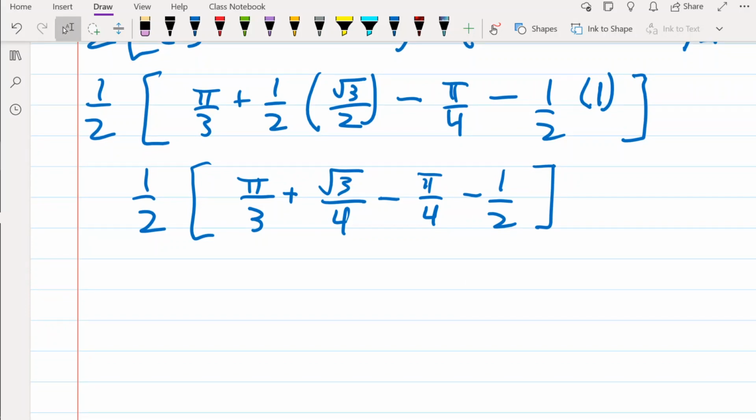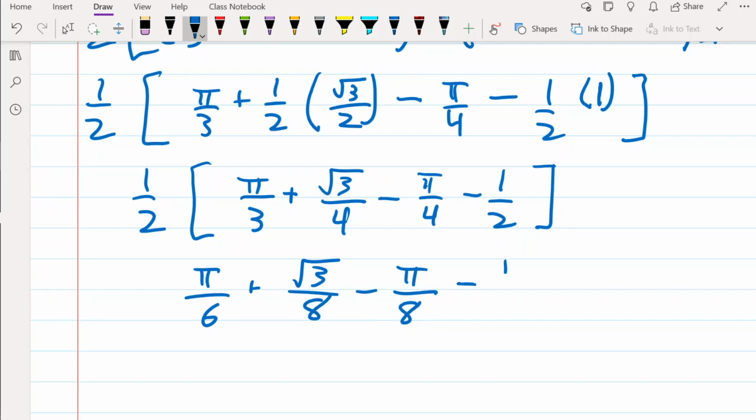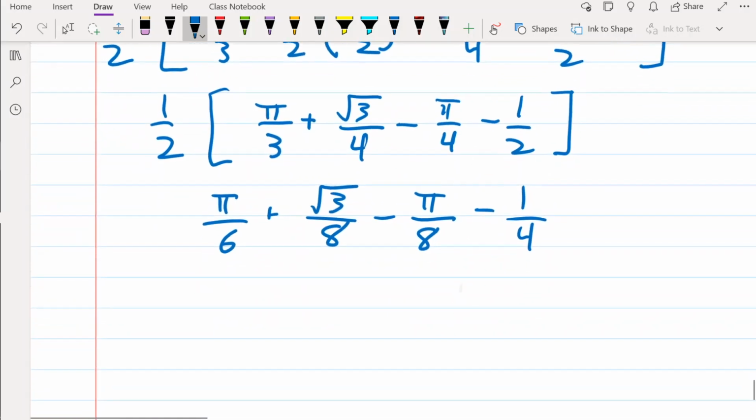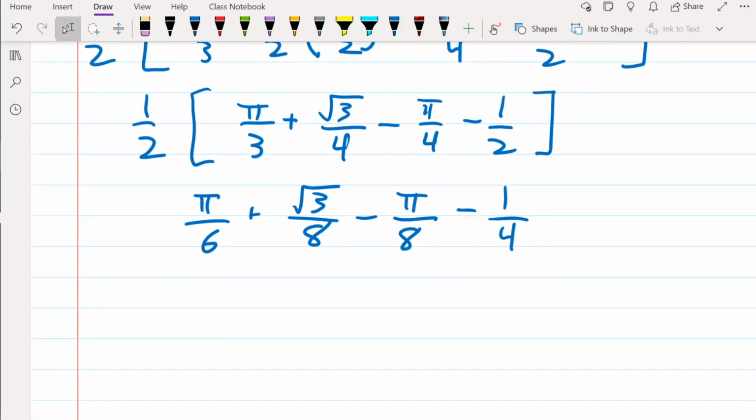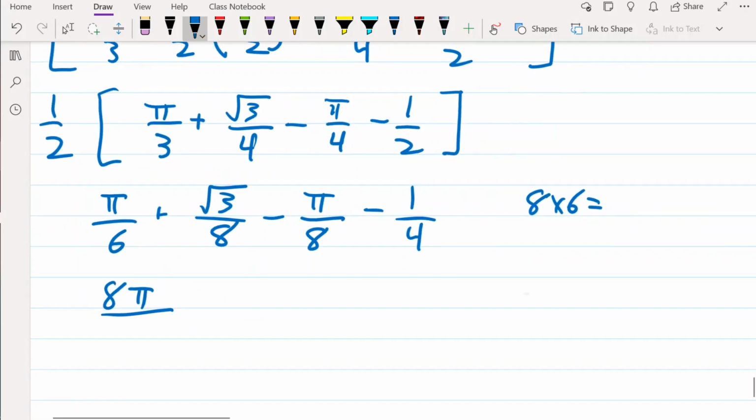So first we can distribute, so it'll be pi over 6 plus root 3 over 8 minus pi over 8 minus 1/4. And then we can combine the pi terms. So 6, 12, 18. We'll just multiply by each of the other values. So we're going to have 8 pi over 8 times 6, that equals 48.